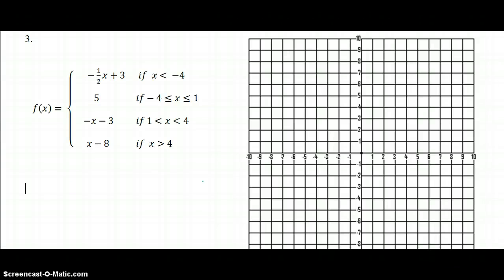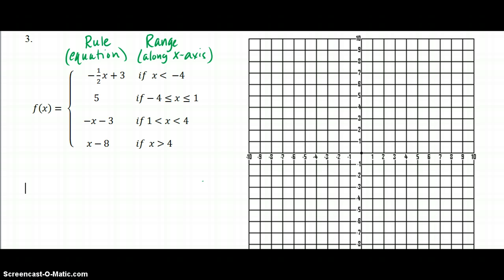Now we're going to graph the piecewise function shown here. The first part of the function, we have our rule or our equation, and in the second part, we have our range values along the x-axis. So let's look at our first equation, negative 1/2 x plus 3, if x is less than negative 4.